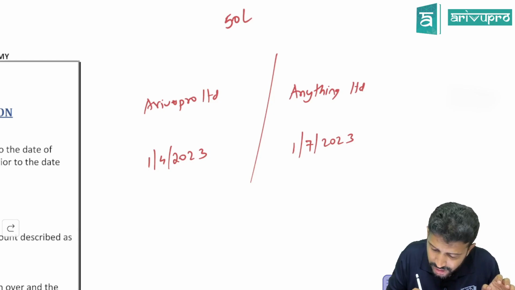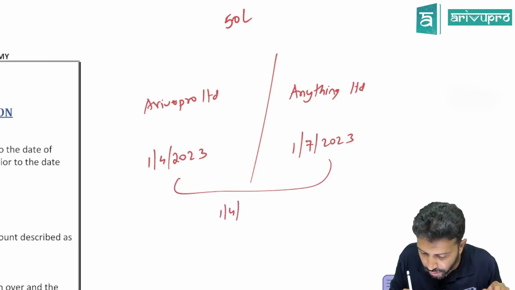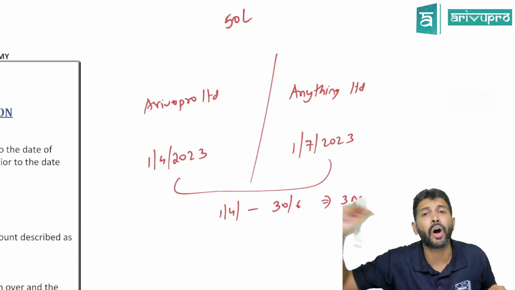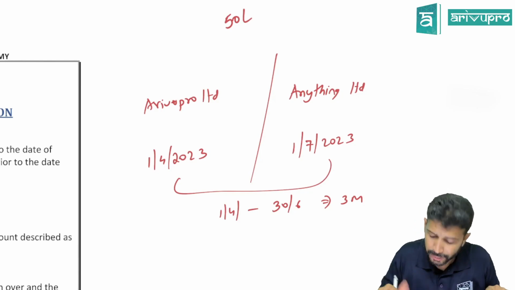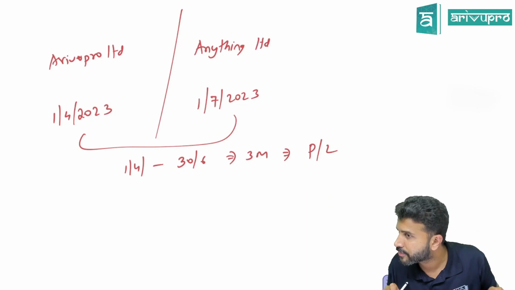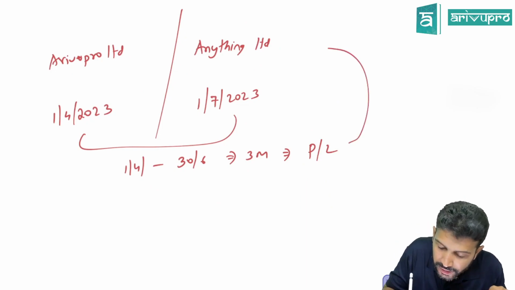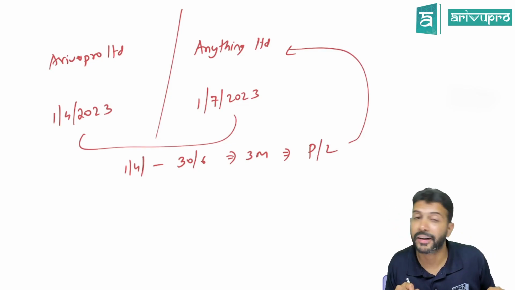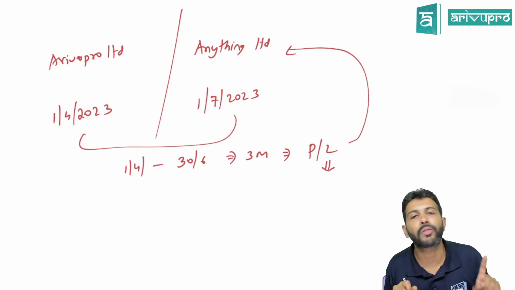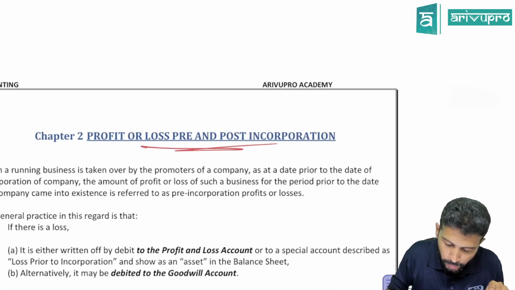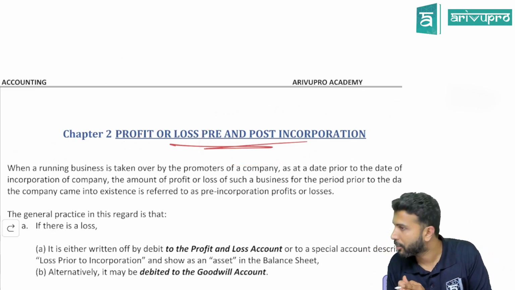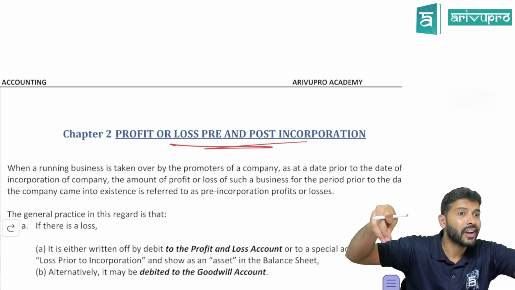Can I say for this period, 1st April to 30th June, for these 3 months, are the operations running? Yes. That means for these 3 months, will the company make some profit or loss? Yes. But that profit belongs to which company now? Anything Limited. But has Anything Limited already got registered? So this 3 months' profit or loss, we call it what? Profit prior to incorporation.